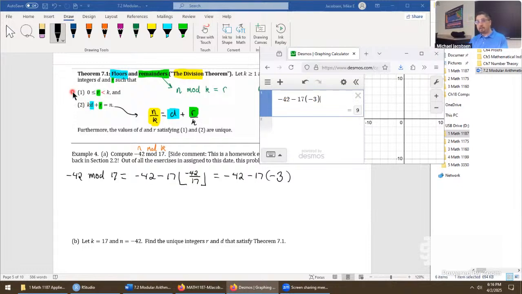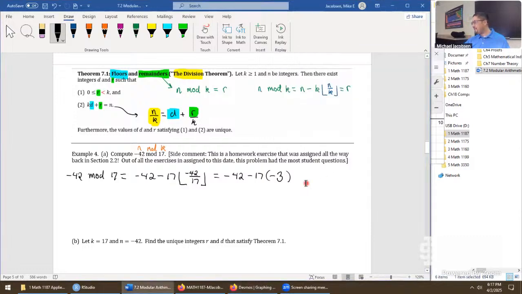In the division theorem, the remainder after division by k is going to be a number strictly constrained between 0, so non-negative, and less than k, so it had to have been less than 17. That number is 9. Really pretty weird. That's the number that we got in the homework assignment.